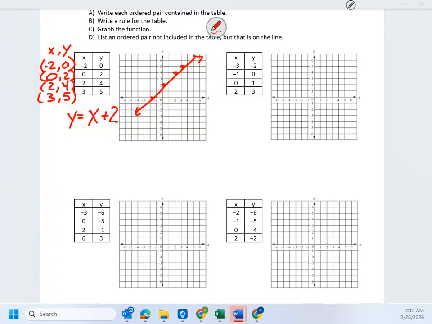So I'm going to take an x that is not listed. I see 1 is not listed. I'm going to put a 1 in for my x. 1 plus 2 gives me a 3 for my y. That is my ordered pair that is on the line but is not listed in the function table. So you're going to put in your x, do the math for your rule, and you get the y for your answer. Your ordered pair would be that x and that y. So I come over here, and first thing, I'm going to list my ordered pairs.